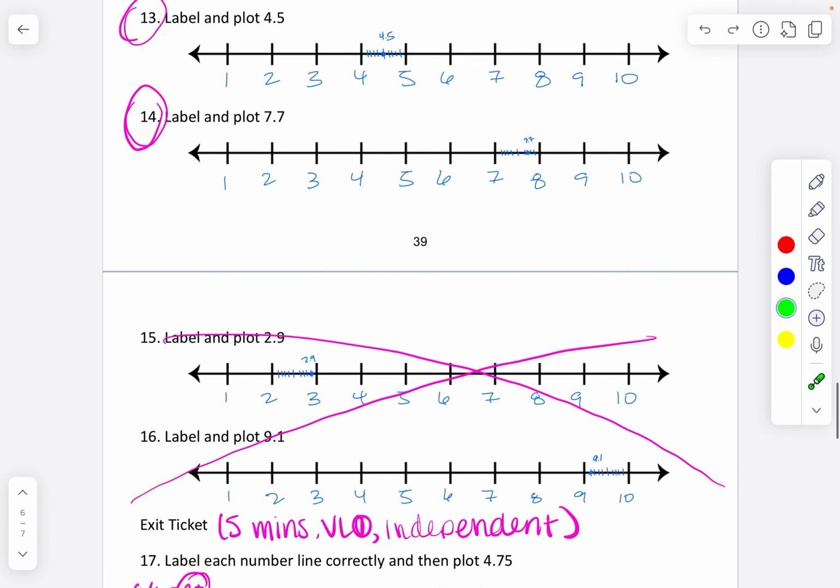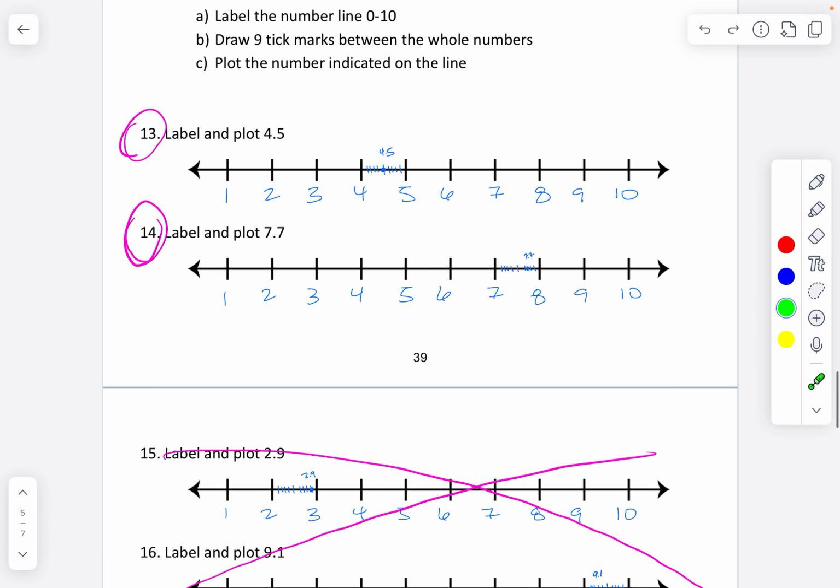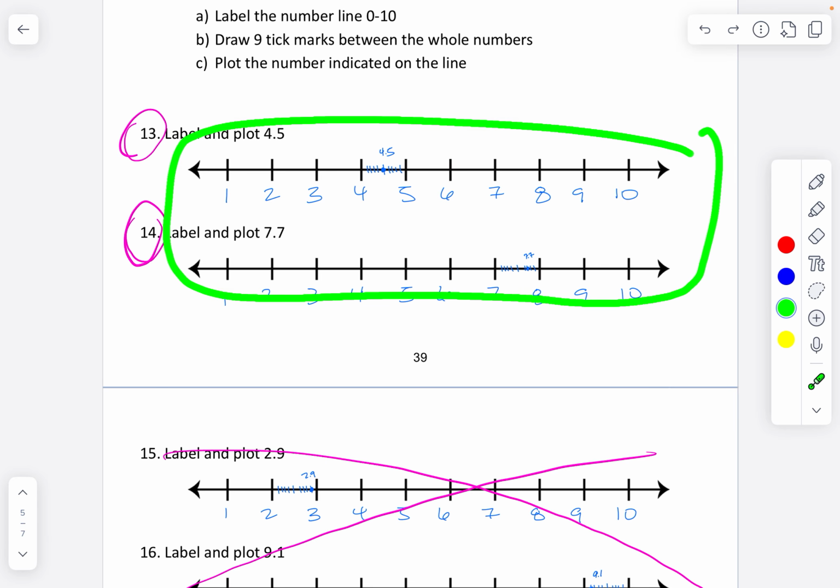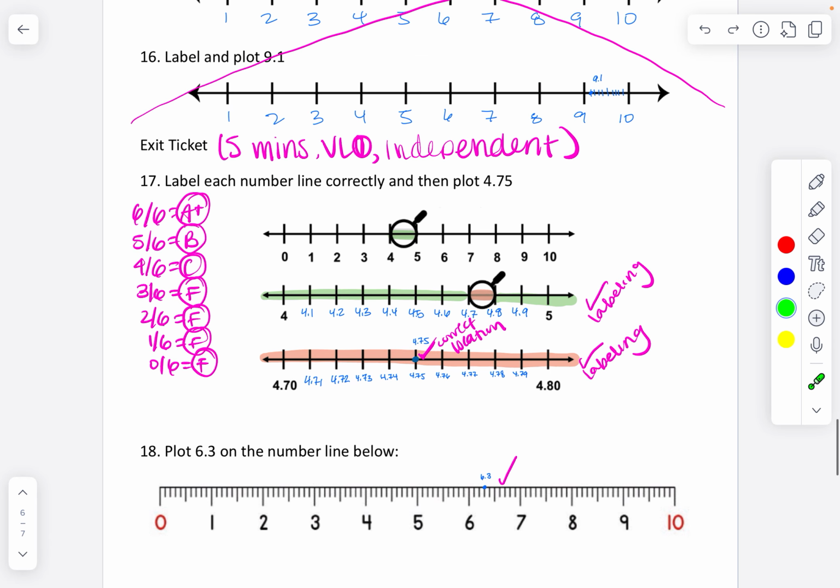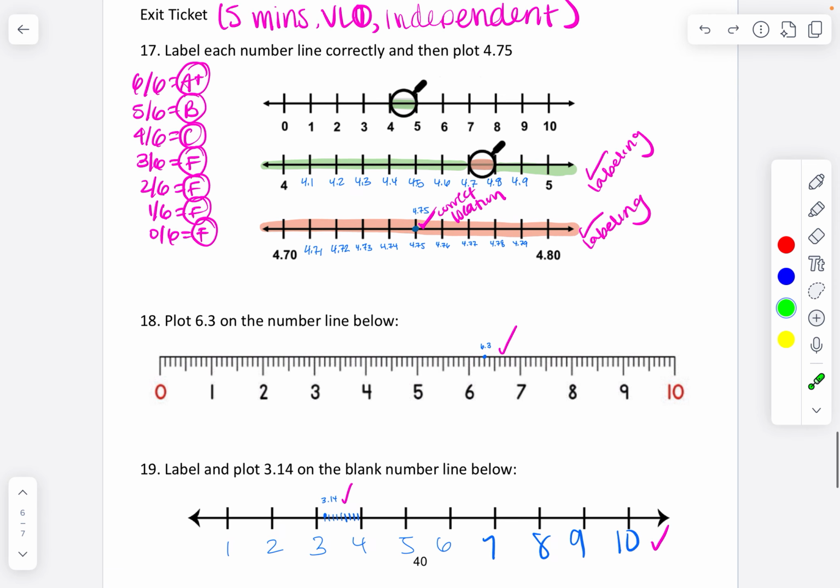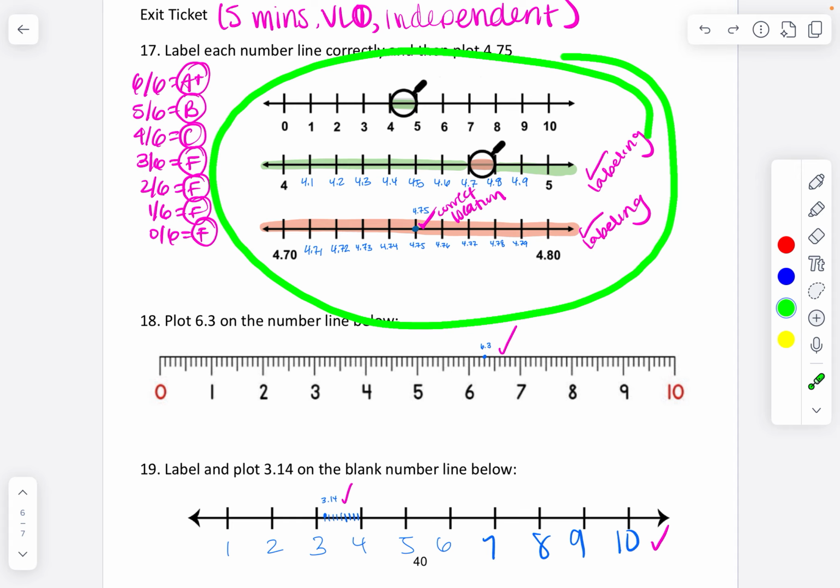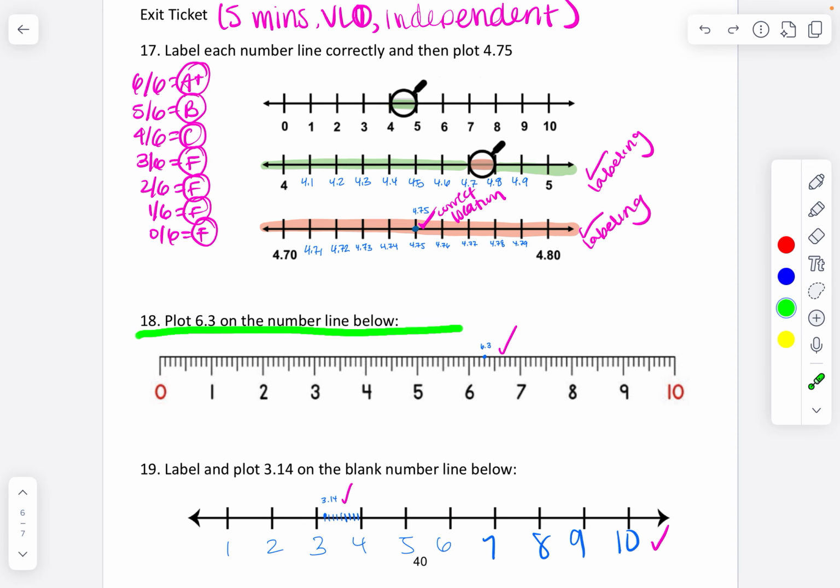Questions 13 and 14 require students to create their own number line and then plot the point, which is going to set them up for success for their exit ticket, which are questions 17, 18, and 19. They are doing the zoom in process, then they are plotting a point based on a given number line, and then they are creating their own number line and having to plot the point.